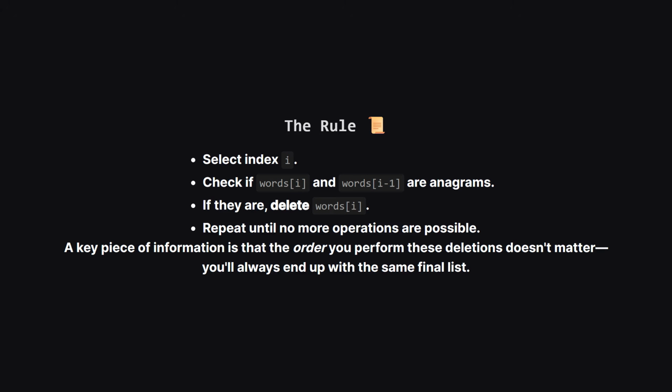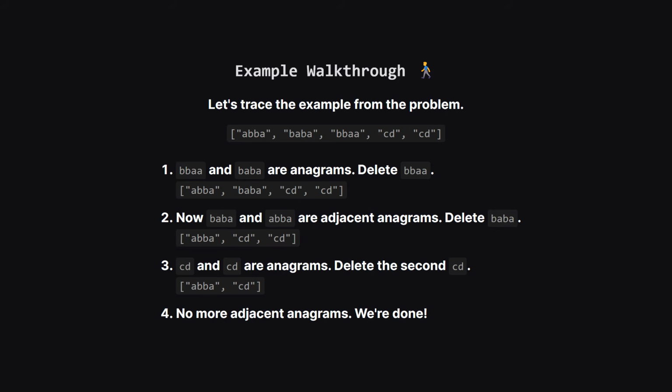So the rule is very specific. You pick an index, let's call it i, and you look at the word at that spot and the word right before it. If they are anagrams of each other, you remove the word at index i. You keep scanning and removing until the list is stable. The problem statement gives us a huge hint. It says that no matter which pair you choose to remove first, you will always get the same final answer. This is super important. Let's walk through the example to see this in action.